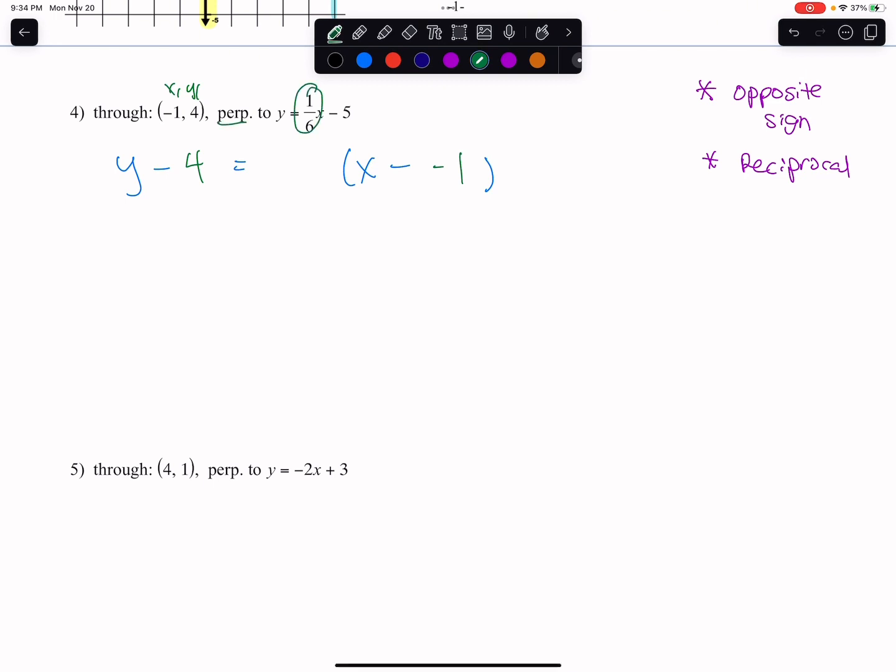So if I start with a positive 1/6, perpendicular, okay, this is positive. So my perpendicular will be negative, and then it'll have to be 6/1. We have to flip that. So this ends up being negative 6. And this changes to a plus, because those double signs, no good. All right, negative 6 times x, negative 6x. Negative 6 times positive 1, negative 6.